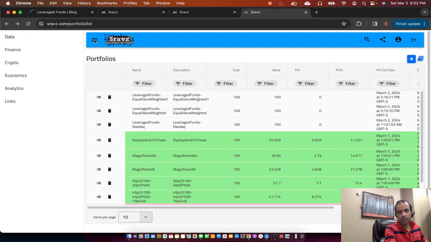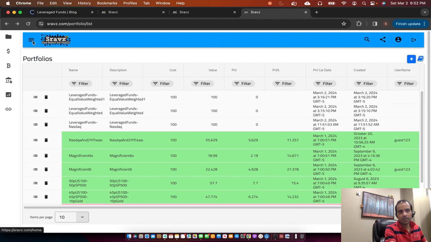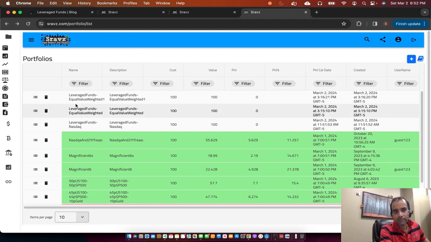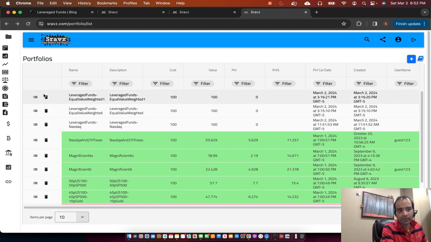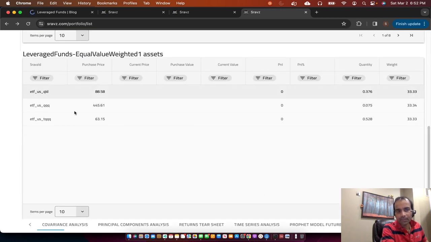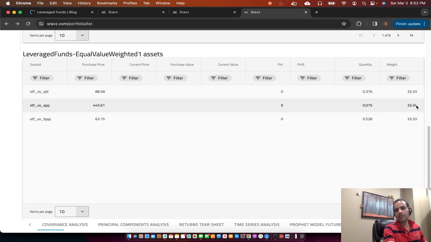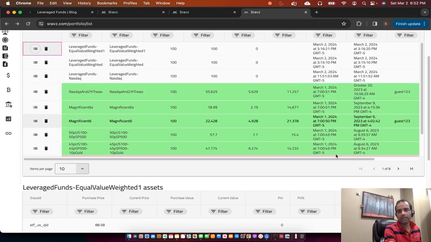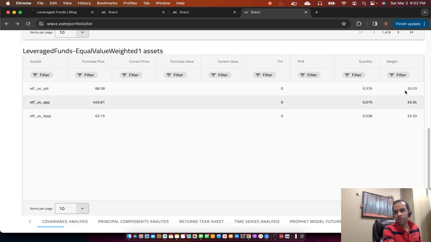We can go to the portfolios page by clicking on this hamburger icon, then data, portfolios. Once you click on that, you will see the leveraged funds. We pick this first fund. The first fund has these assets in it: QLD, QQQ, TQQ. I added equal weights to them, so the same amount of money will go into those funds. For example, if the fund has a notional value of $100, we put $33.33 in QLD, $33.33 in QQQ, and $33.33 in TQQ.